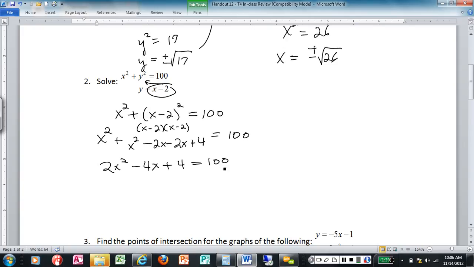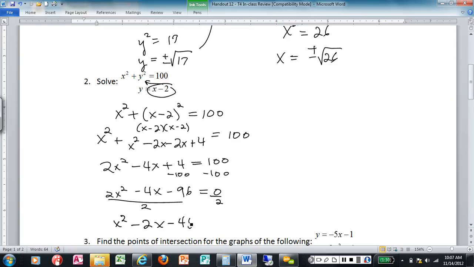Now, what about that? Solve that. Need to make one side 0, don't I? Subtract 100 to make one side 0. So you got 2x squared minus 4x minus 96 equals 0. And to make it a little bit nicer on us here, I can divide everything by 2. So you get x squared minus 2x minus 48 equals 0. So far, so good?